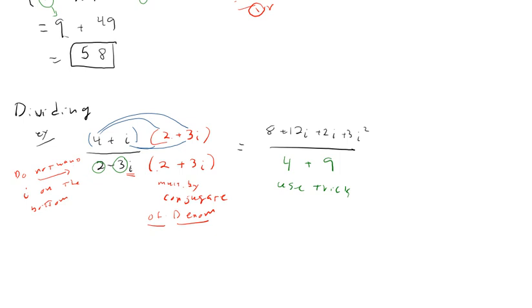So let's simplify this. I know that 4 plus 9, that's going to be 13 in the denominator. i squared, I know that's going to be negative 1. So I'm going to have 8, this is negative 13. 8 minus 13 is going to be negative 5. 12 plus 2i is plus 14i. And there's my answer.